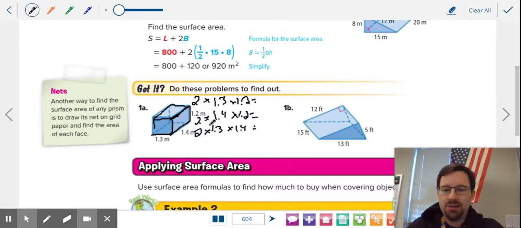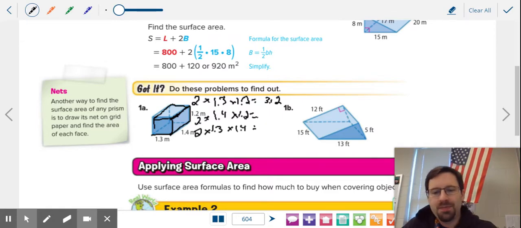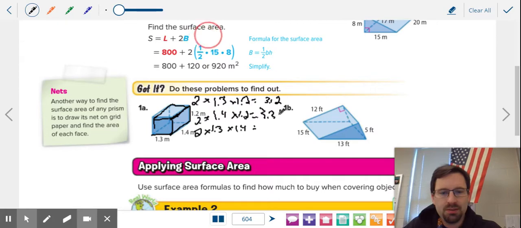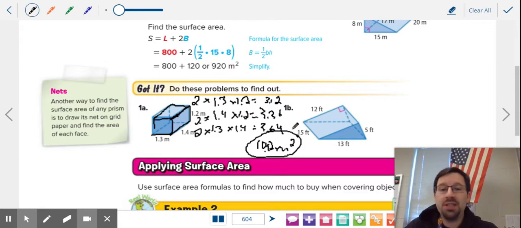So as I do these, 1.3 times 1.2 times 2, I get 3.12. And 1.4 times 1.2 times 2, 3.36. And 2 times 1.3 times 1.4, 3.64. So now to find the total surface area, I'm going to add all these up, plus 3.36 plus 3.12, and I get 10.12 meters squared, because it's area, surface area. It's 2D space on a 3D shape.